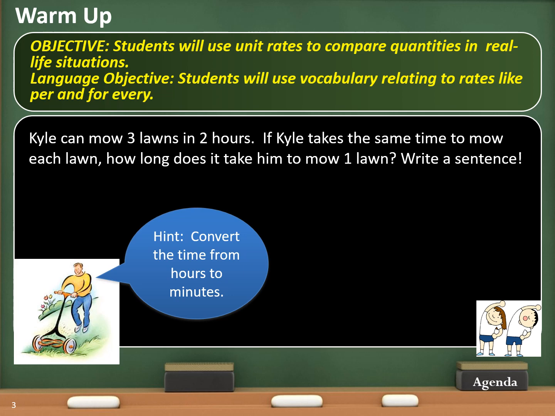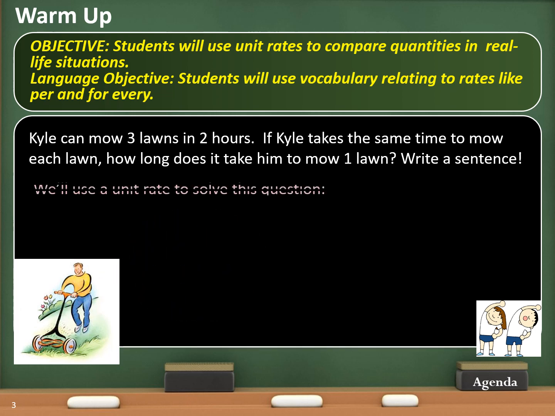Hint: convert the time from hours to minutes. Why do we have to convert? Because 2 hours is for 3 lawns and we need 1 lawn. So 1 lawn takes less than 1 hour. For the 1 hour conversion we are using minutes. Then we will use unit rate to solve this question.